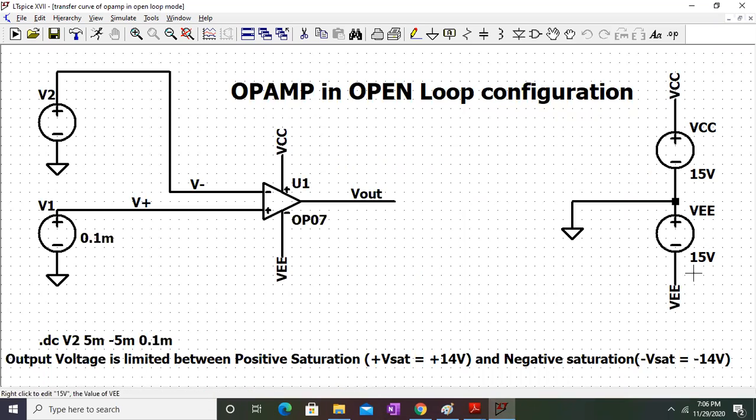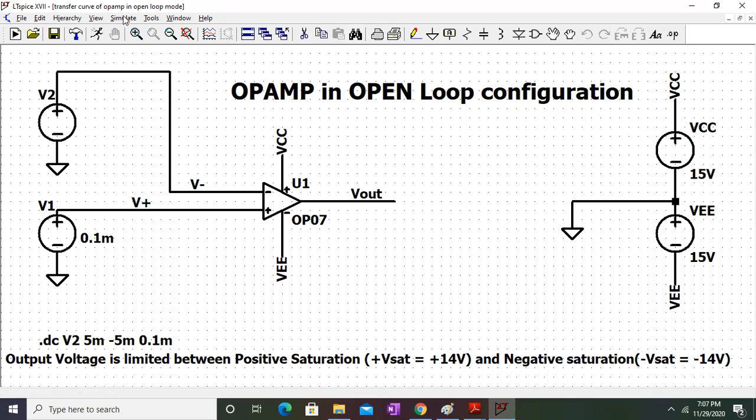We have given plus or minus 15 here, and the V2 terminal is grounded, which is connected to the inverting terminal, or V minus, and the non-inverting terminal is connected to a 0.1 millivolt signal. Basically, we are varying the value of V2 from 5 millivolt to minus 5 millivolt in steps of 0.1 millivolt, and we are checking how the output behaves in comparison to the differential input.